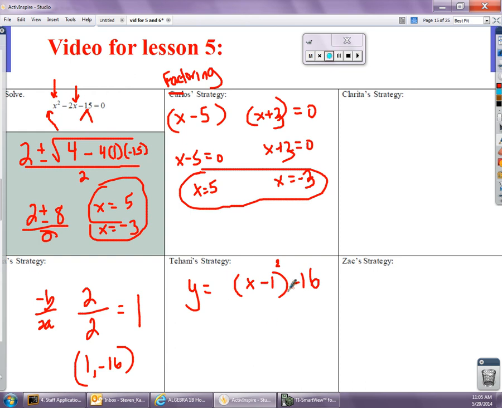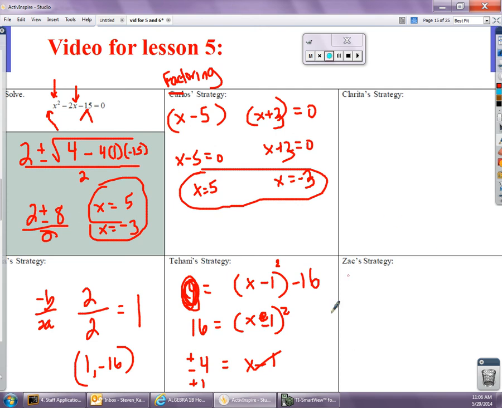And now I can solve this because this, remember, is equal to 0. So I'm going to move the 16 over. I get 16 equals x minus 1 squared. Now I could square root both sides. Positive and negative 4, because that's the square root of 16, equals x minus 1. And if I add 1 to both sides, I get x equals a positive 4 plus 1, which is 5, and a negative 4 plus 1, which is negative 3. Same answers I got here and here.